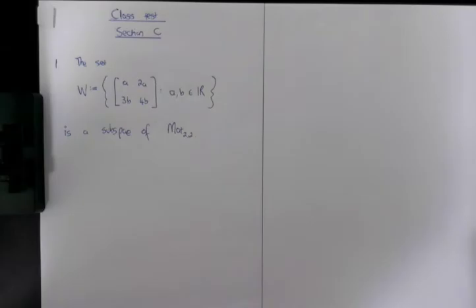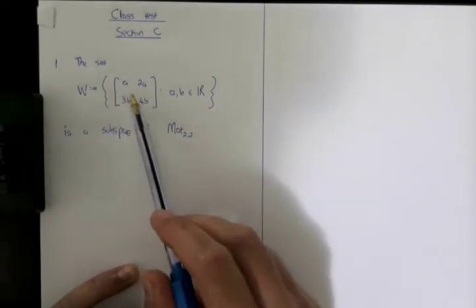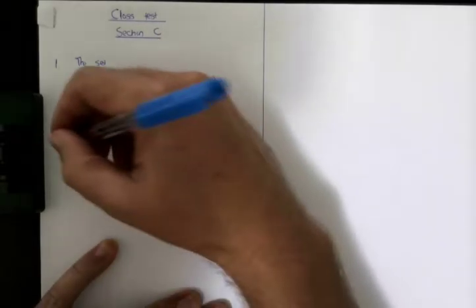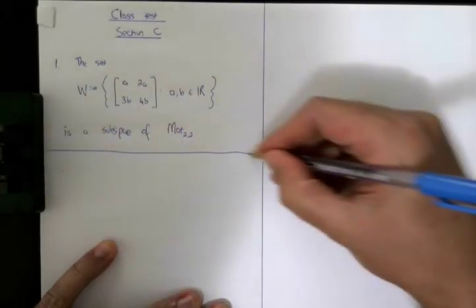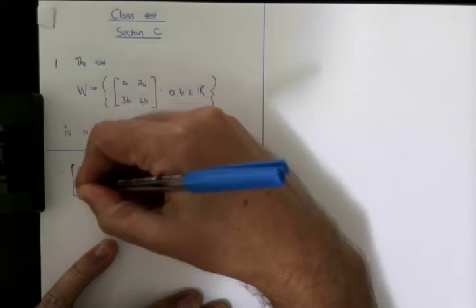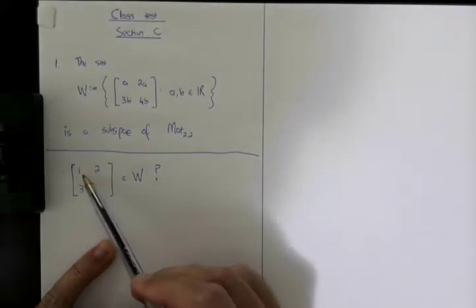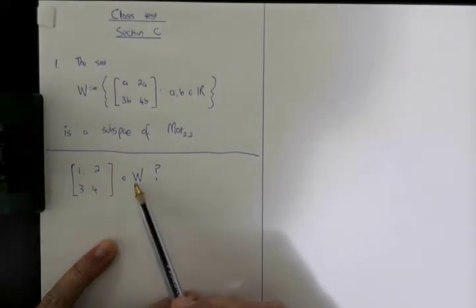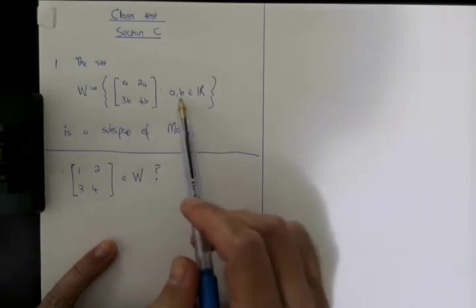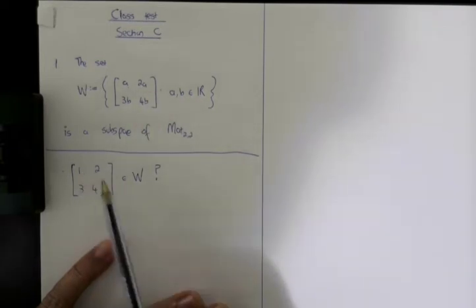So I hope you understand what the subset is, right? It's a set of all matrices that have this form. I'm just going to talk you through this question a little bit. So, for example, is this matrix in W? How do I know whether something's in W? Something is in W if it can be expressed in this form, A, 2A, 3B, 4B, for some numbers A and B in R. So, is this matrix of that form?